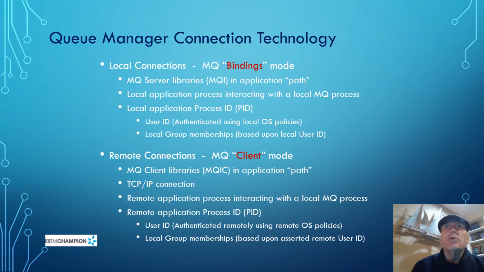It can connect locally, that is, I am on the same machine as the queue manager, and that is called bindings mode. But it can also connect through a TCP socket, and that means I could be local, connecting through the TCP stack, or it could be on a remote machine connecting to a queue manager through TCP. That's called client mode. And those have very different security requirements, as we'll see in a minute.